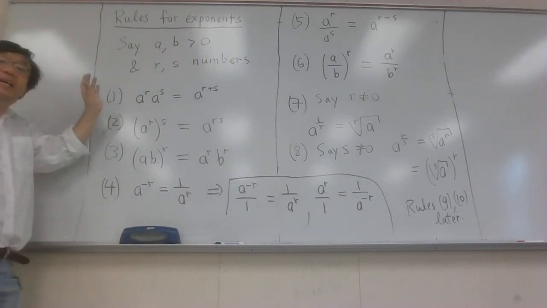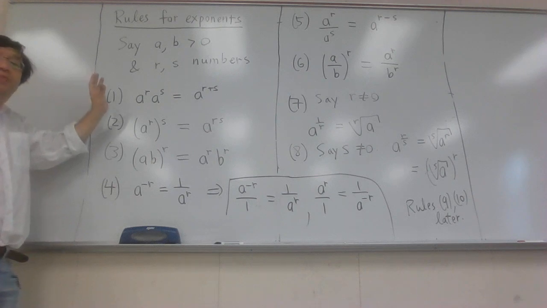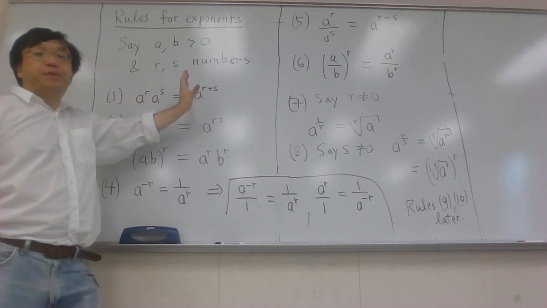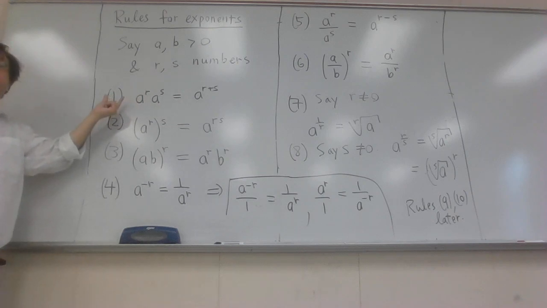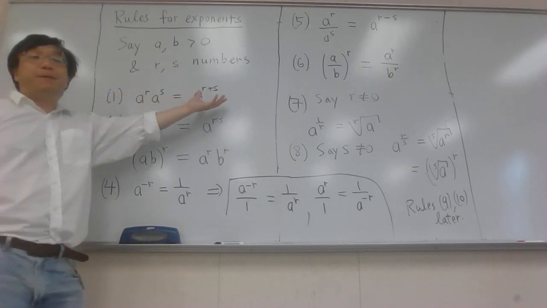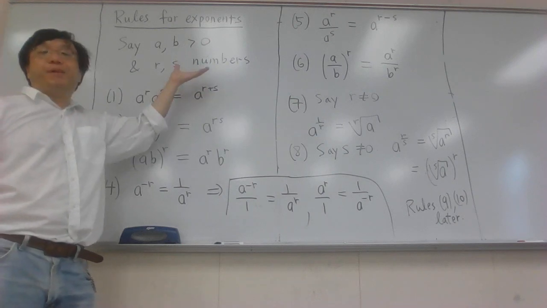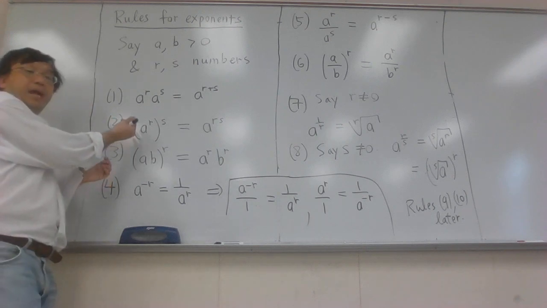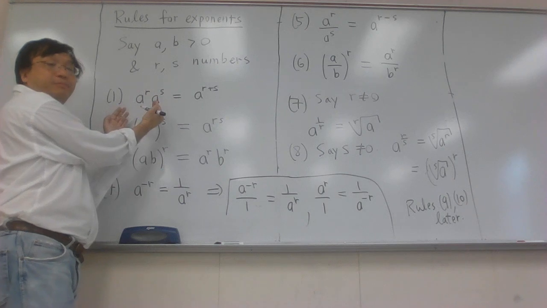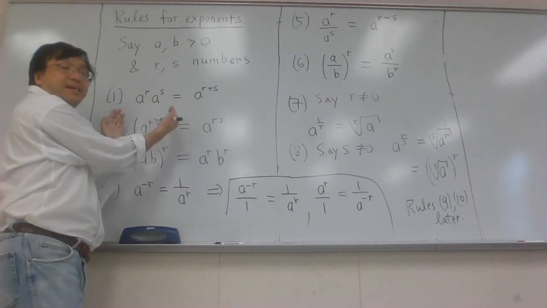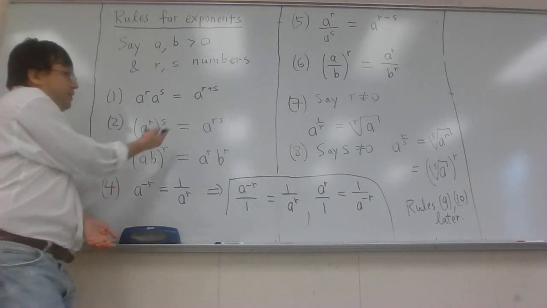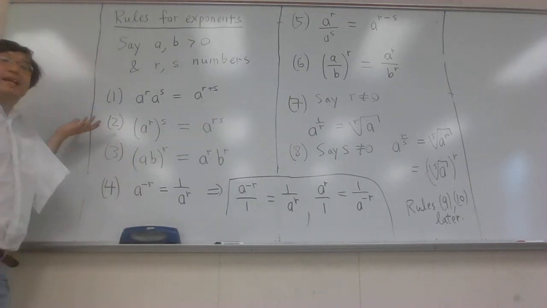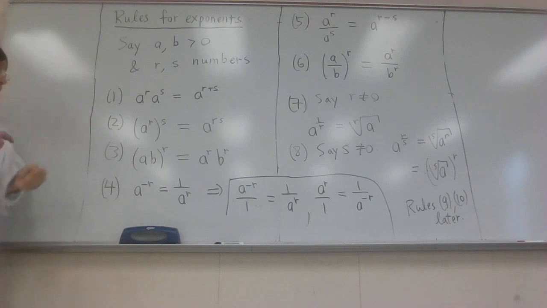So rule 1 says that if you're multiplying two exponents of the same base, that's the same as adding the powers together. So over here, you're multiplying two exponents of base a, and that's the same as adding the powers. So it's the same as a to the power of r plus s. Rule 2 says repeated exponentiation is the same as multiplying the powers together. You take a and exponentiate once, so you take it to the power of r, and then you exponentiate again, take it to the power of s. That's the same as a to the power of r times s.